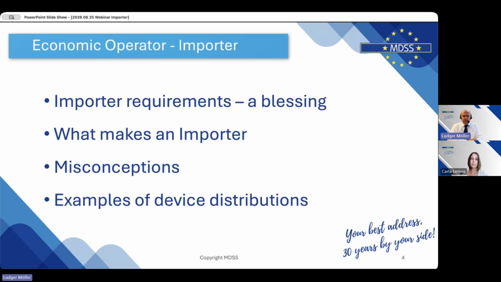And let's look at the economic operator, importer requirements, a blessing. Is it actually a blessing? So why am I saying that? What makes an importer? Misconceptions and examples of device distributions. And in order to adhere to the time, I have basically added more information. So there's a whole presentation after this presentation, which was previously presented. So this is new information, and you get the old presentation along with it. I updated this a little bit and tried a little bit of a different approach here.